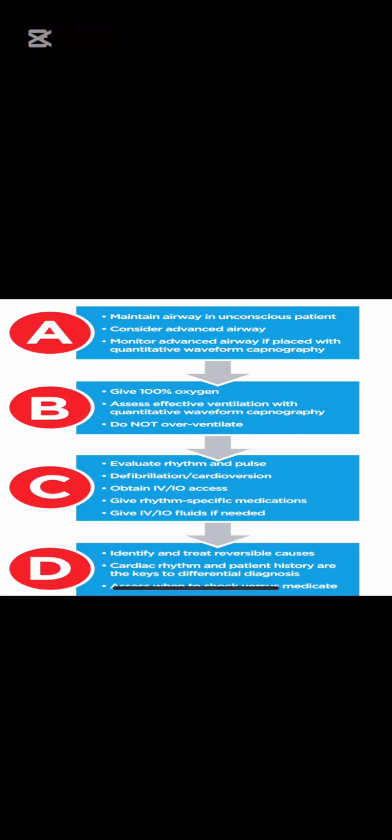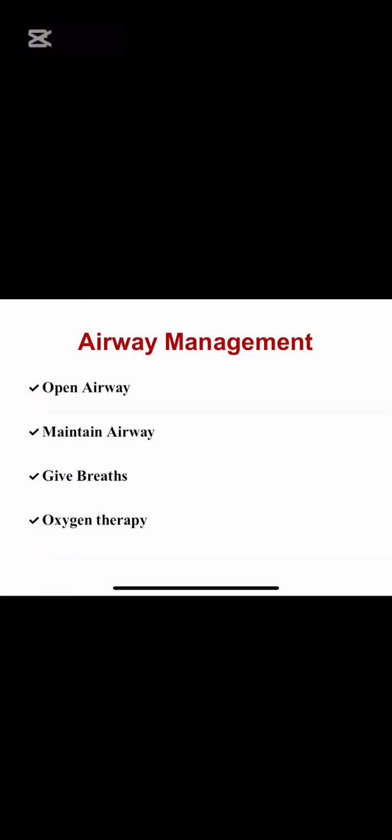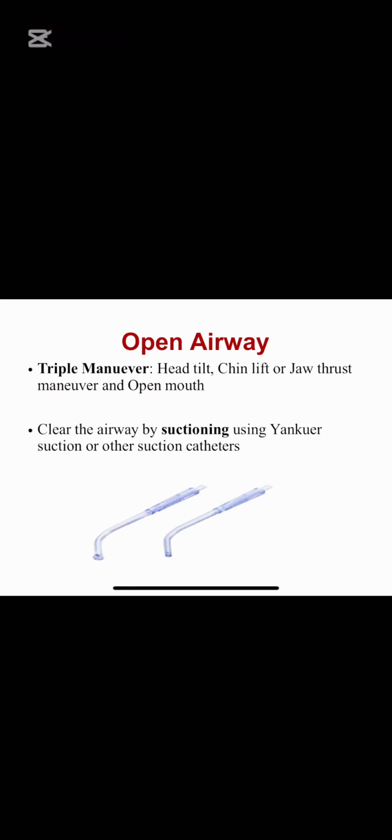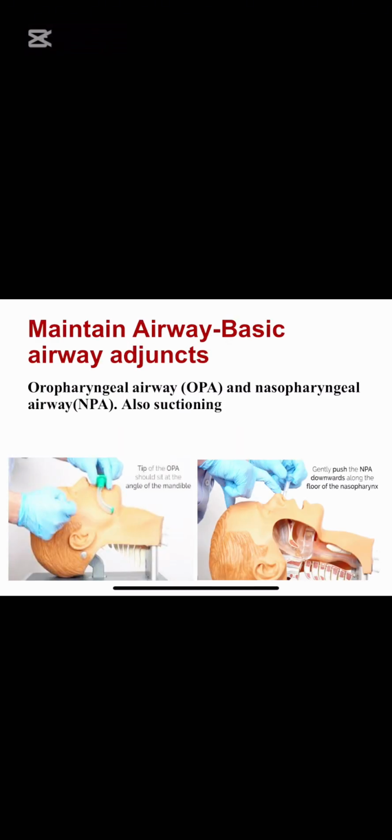So when you want to maintain the airway, the first thing is you want to make sure the airway is patent. You must open the airway using the triple maneuver: the head tilt, the chin lift, or the jaw thrust in case of cervical trauma, and open the mouth. This is the triple maneuver. Also, other things that can block the airway are secretions or blood. So you may want to suction the airway using a Yankauer suction.